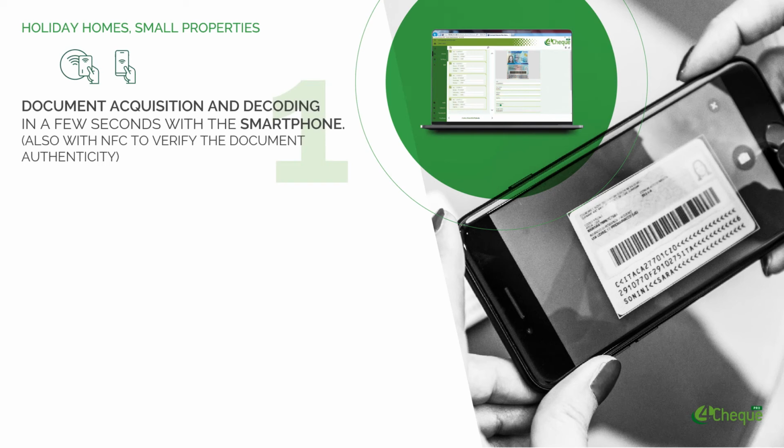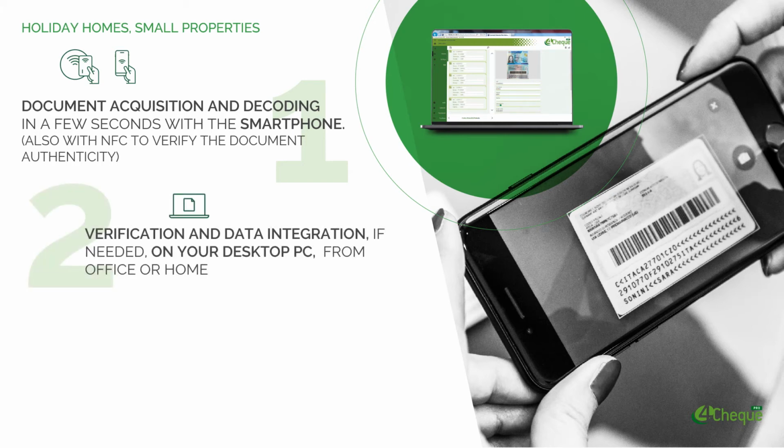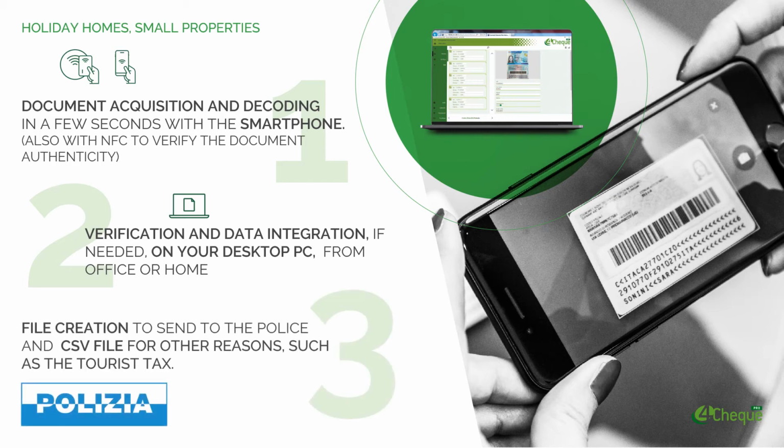It starts with the acquisition and decoding of the document that is carried out in a few seconds through the use of the smartphone, to which it is possible to associate also the verification of authenticity through NFC if the smartphone device has also the specific hardware functionality. At a later stage, it will be possible to verify and integrate the data directly from your PC in the office or at home, such as the length of the customer stay. So it is possible to create the file and send to the police the information required by law.